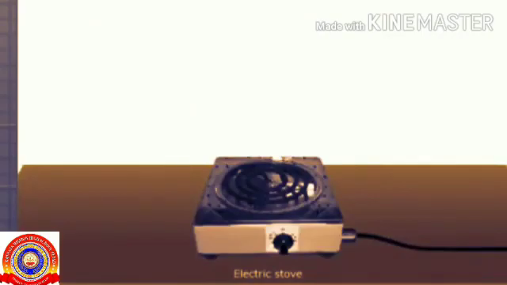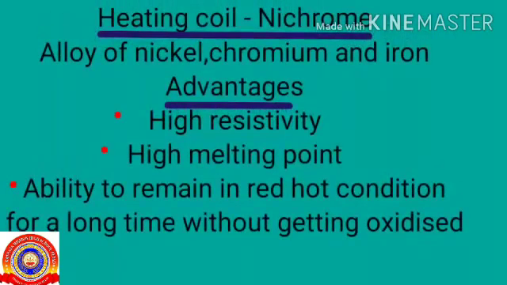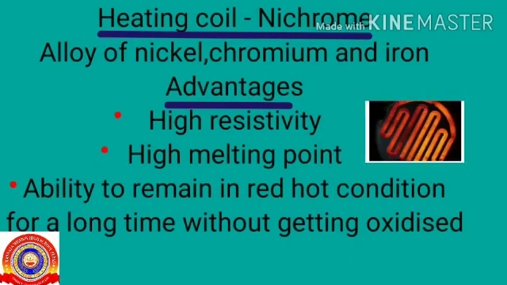Heating coils are made of nichrome. Nichrome is an alloy of nickel, chromium and iron. So let's see what are the advantages of nichrome. It has high resistivity, high melting point, and the ability to remain in red hot condition for a long time without getting oxidized. That red hot condition is used in many of the heating appliances.